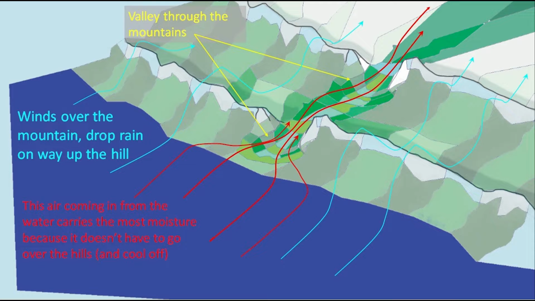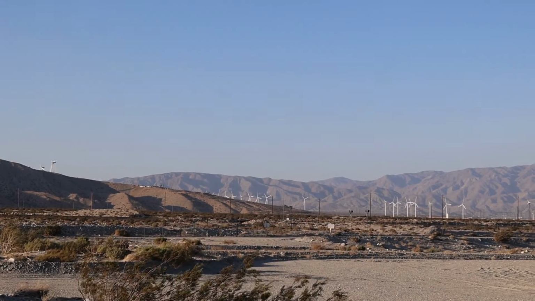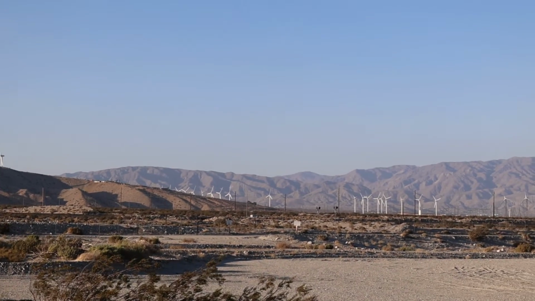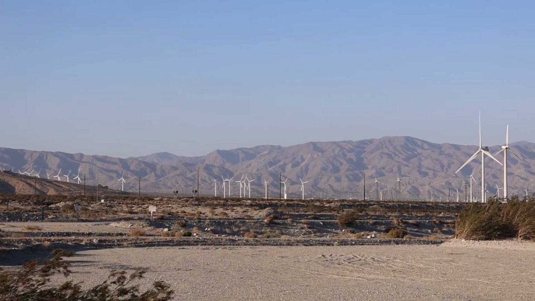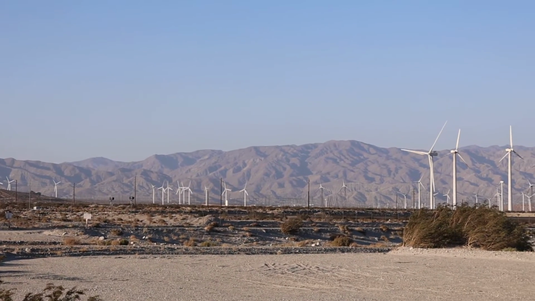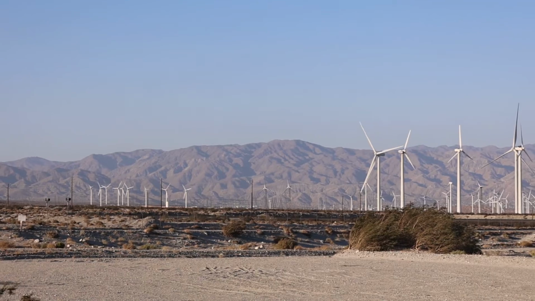Well, for it to go across the mountains, it has to rise up in elevation, it cools off, and all that moisture will drop out. And it's also a lot of work to get over those mountains. So the air would rather go the path of least resistance and go right through the valley, right? And so what happens is these valleys get a lot of wind.